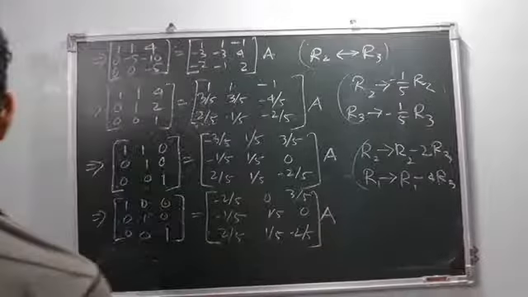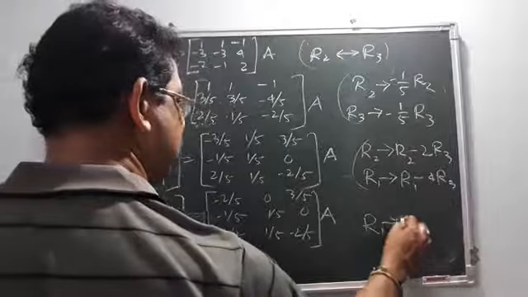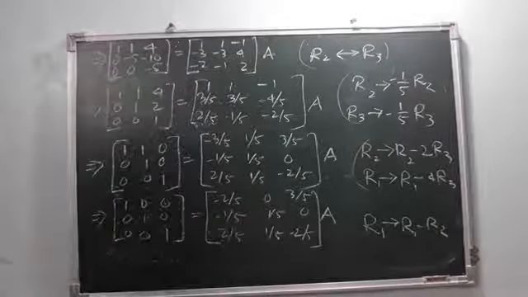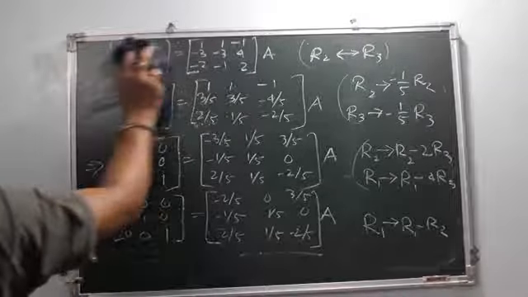What have we done here? We have written row 1 is row 1 minus row 2. So then this one will be our inverse. So what is our inverse? So we will add.